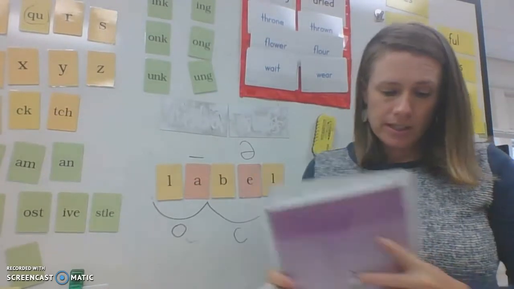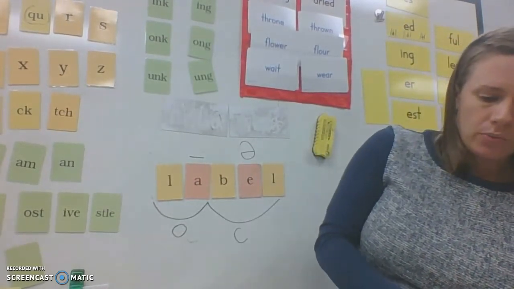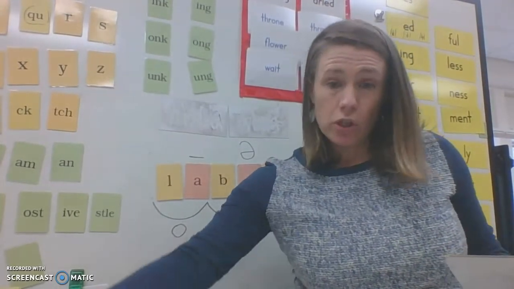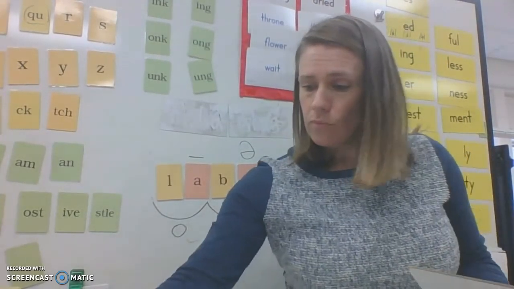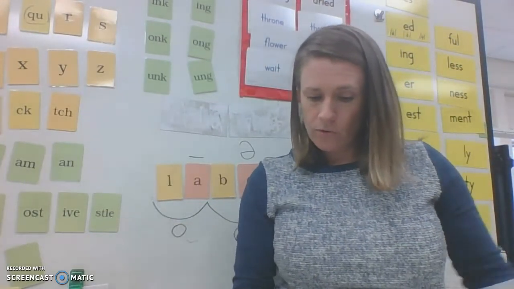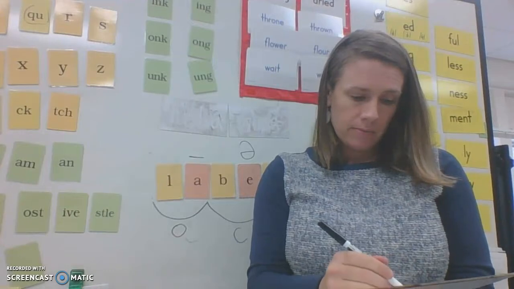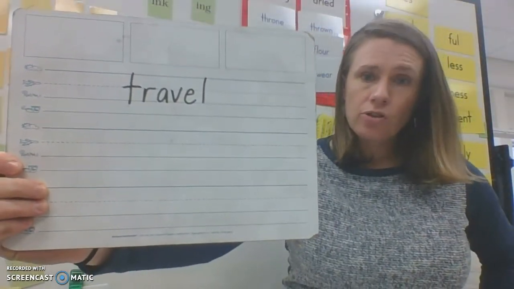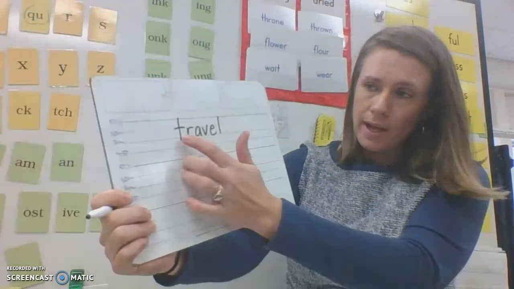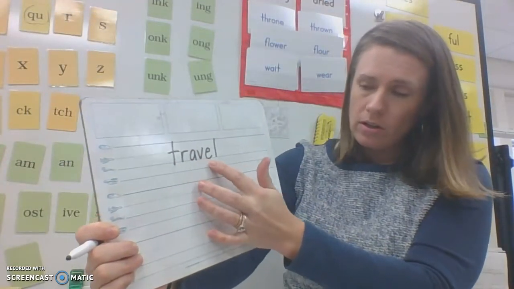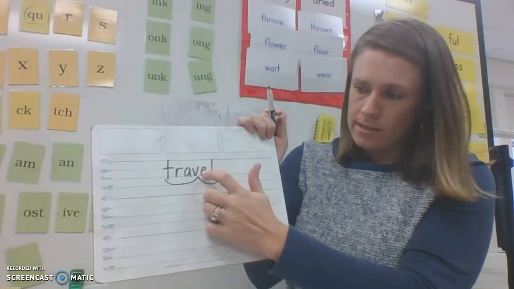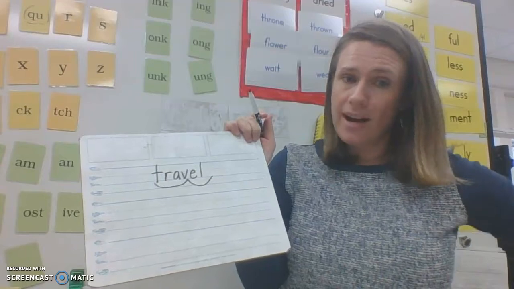Now before we get into our dictation, I want to practice reading a few other words that are spelt with the schwa sound. So label is one of our schwas. I'm going to write some more on here for you to practice reading. What is this one? Travel. We have travel. The schwa is on this E right here. It should be closed. Travel.